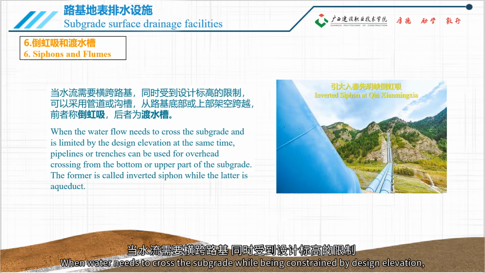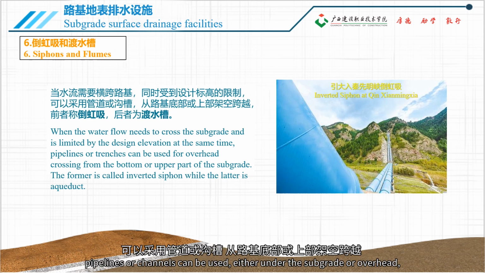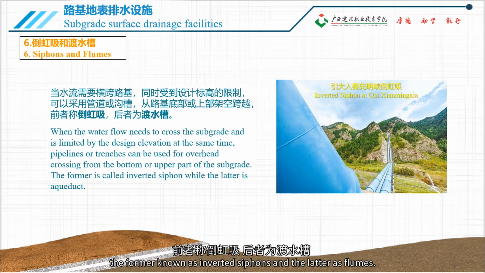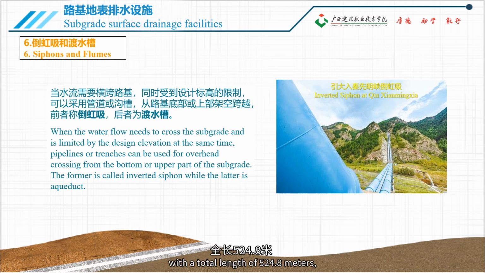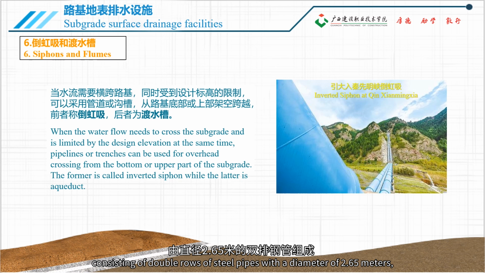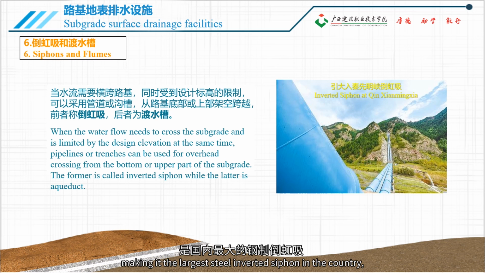When water needs to cross the subgrade while being constrained by design elevation, pipelines or channels can be used, either under the subgrade or overhead. The former known as inverted siphons and the latter as flumes. The Daxing-Anling-Qingling inverted siphon in Gansu, China, is the longest in Asia, with a total length of 524.8 meters, consisting of double rows of steel pipes with a diameter of 2.65 meters, making it the largest steel inverted siphon in the country, as shown in the diagram on the right.